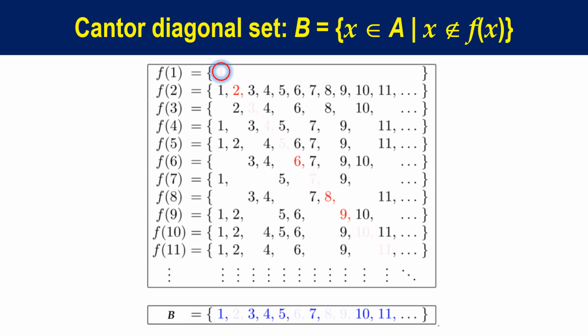Thus, because there is no 1 as an element in f1, 1 is included as an element in B. And there is 2 as an element in f2. Thus, 2 is not included as an element in B. There is no 3 as an element in f3. Thus, 3 is included as an element in B. Then, B is different from any f_i in the list.